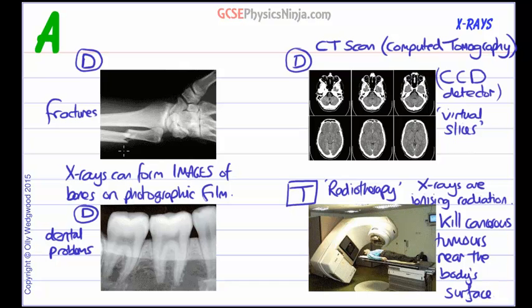So there are four diagnoses and therapeutic uses of X-rays. We've got the two-dimensional photographic film for fractures of bones and dental problems, and we've got the more sophisticated computed tomography scan, which gives us virtual slices through a body part. And we then have a therapy that's to try and help cure a disease, and that's where X-rays are used to kill cancerous tumours near the body's surface.